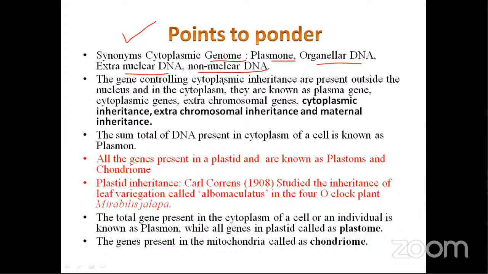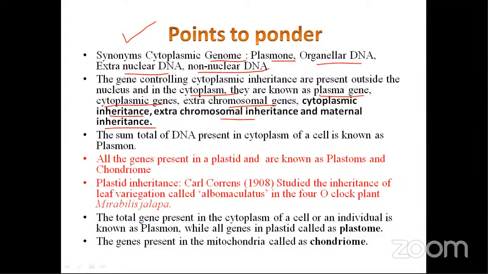And the genes controlling the cytoplasmic inheritance are present outside the nucleus, that is in the cytoplasm, and they are known as plasma gene. Otherwise, somebody will tell you the other names of plasma gene. So it is also called cytoplasmic gene or extra chromosomal gene. Based on this, they call this inheritance cytoplasmic inheritance, extra chromosomal inheritance, or maternal inheritance.